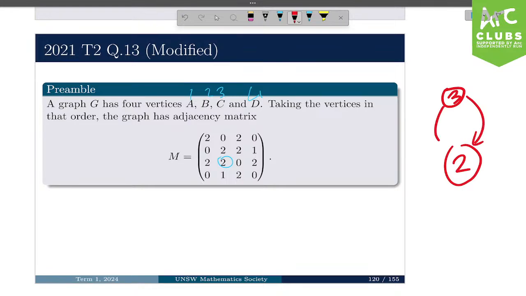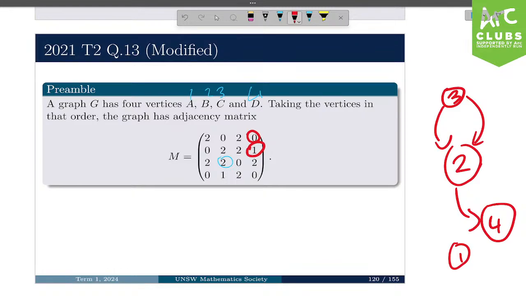is 2. Okay? If you look at another element, say this one, you can see that it's on row 2 and column 4. That means the number of edges going from vertex 2 to vertex 4 is 1. So there's only one edge going there. And if we look at one more element, say this one, it's on row 1, column 4. This means that the number of edges going from vertex 1 to vertex 4 is 0. They're disconnected. And this isn't the complete graph.